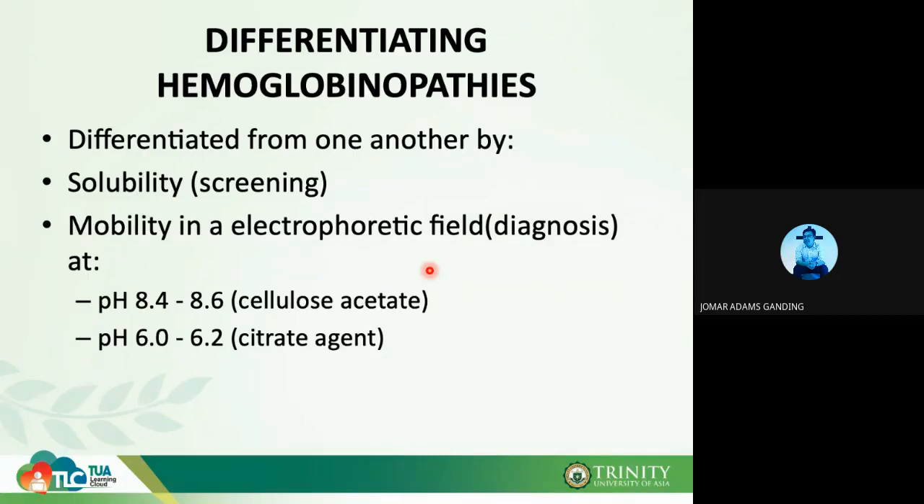Okay? In the diagnostic test, we are using your electrophoresis. And in this case, we are using two. Your cellulose acetate, which is pH 8.4 to 8.6. We also call it your alkaline electrophoresis. And we also have your citrate electrophoresis, which is your acidic electrophoresis that has a pH of 6.0 to 6.2. Okay, 6.0 to 6.2.